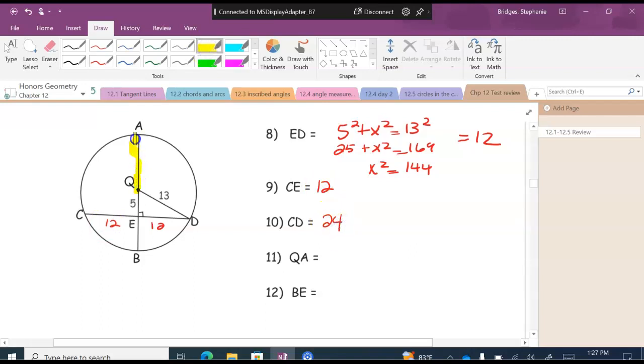What is QA called? It's not coming up on his screen. Radius.